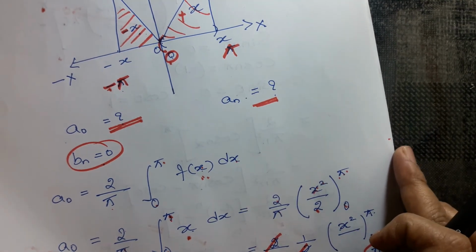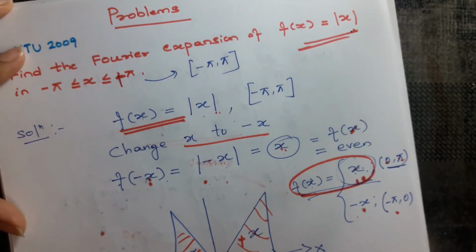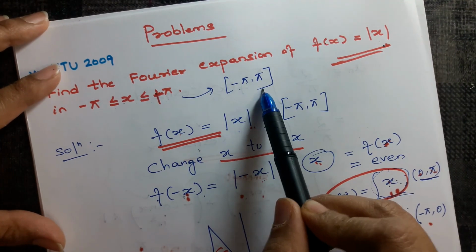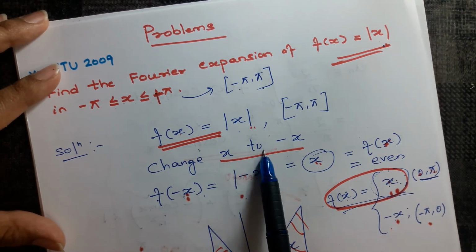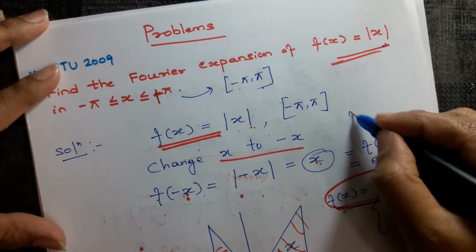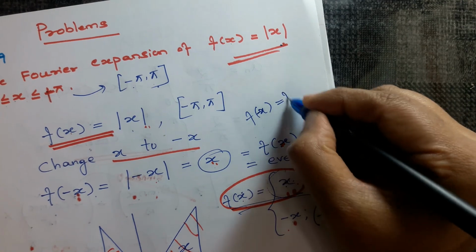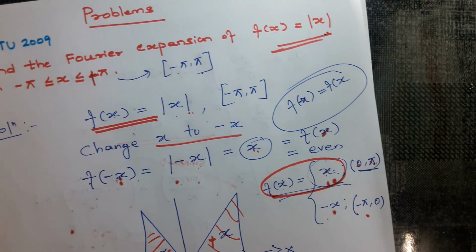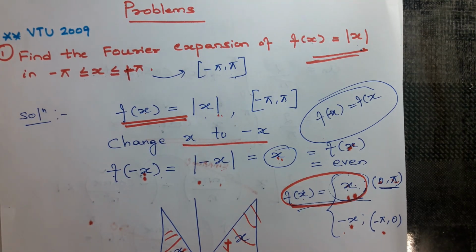So how to check whether it is even or odd? Whenever you have interval minus pi comma pi, to check whether it is even or odd, just change x to minus x. If f of minus x becomes plus f of x, by changing x to minus x, the function is taken as an even function. I think you have followed my explanation.